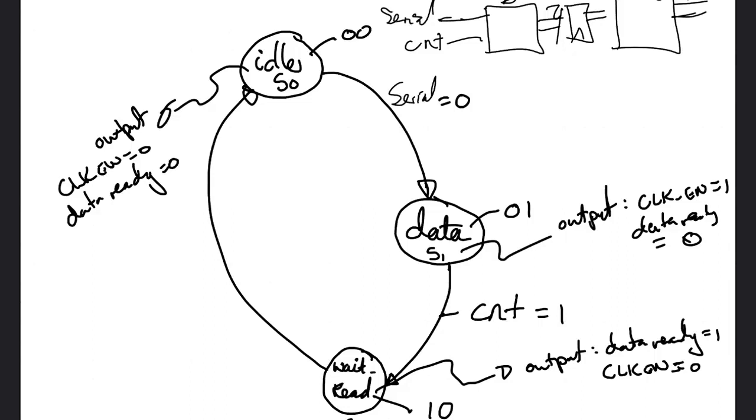Now, as soon as serial is low, that transition happens. The other transition that happens here is when count is high. So I need to make something that counts up to a certain number, and then when it reaches that count, it must go into the next state.